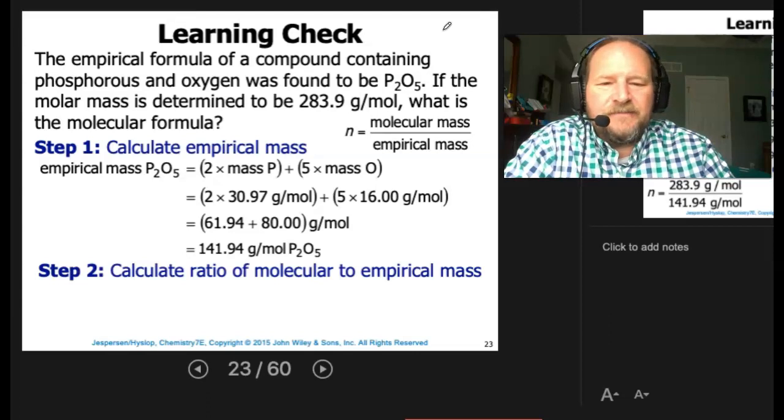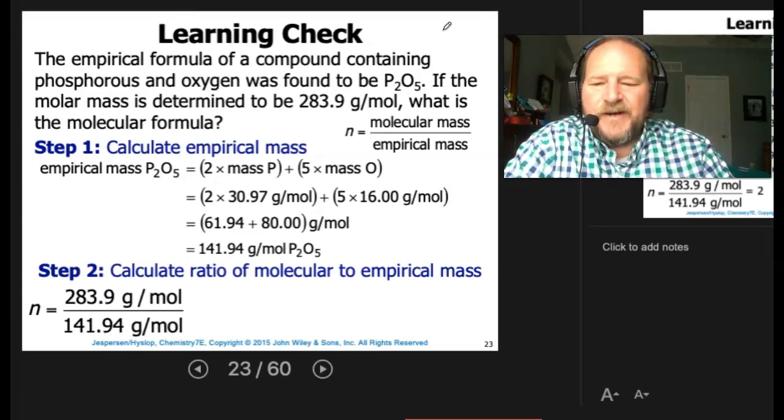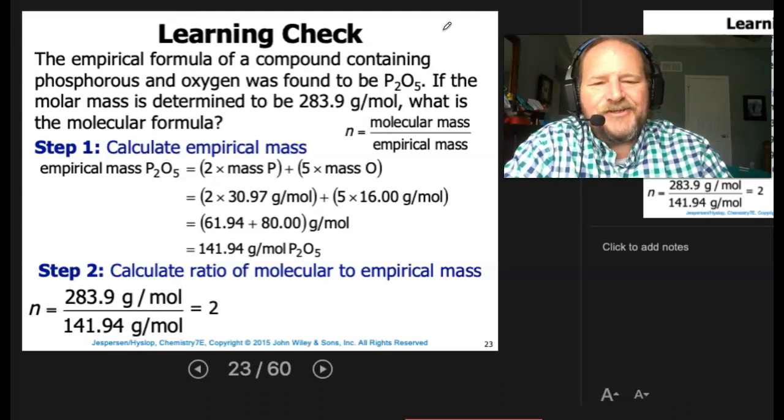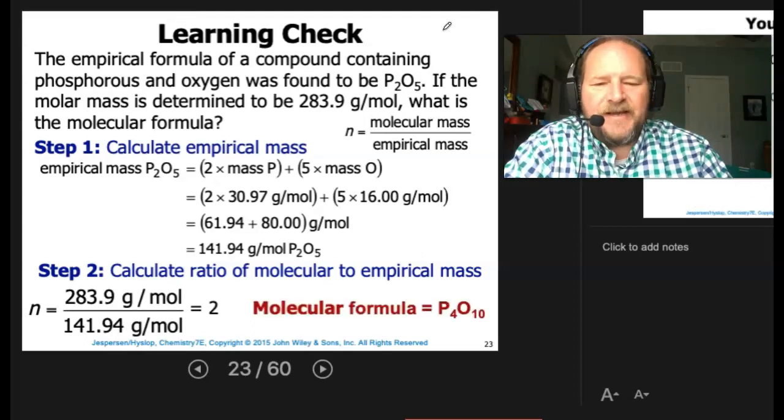Now we plug and chug, right? We're going to take the 283.9, divide by the 141.94, and that's going to equal 2. We then take our empirical formula, multiply each subscript by 2, and that gives us, in this case, P4O10.